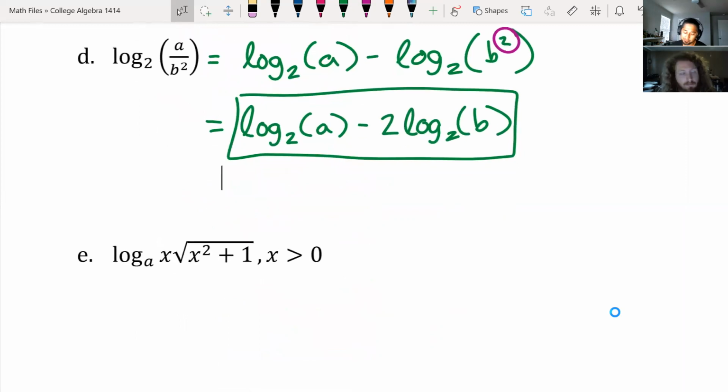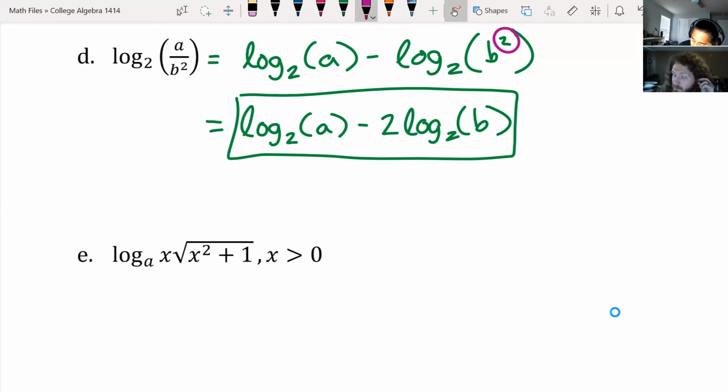Let's keep moving. E. Log base a of x times the square root of x squared plus 1. This little restriction here is just telling us that whatever we end up with, all your x values must be greater than 0. You can't take the log of a negative number.